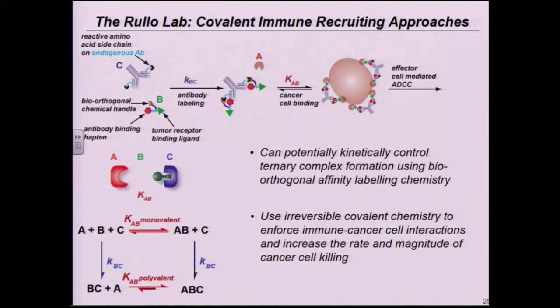And this brings us back to our thermodynamic cycle, where now we have these irreversible arrows showing that the equilibrium has now been reduced and is much more simple. All right, so we're basically using covalent chemistry to enforce the proximity of immune effector cells with a target cancer cell, as opposed to relying on a more transient reversible binding interaction, as is the case with monoclonal antibodies or antibody recruiting molecules.